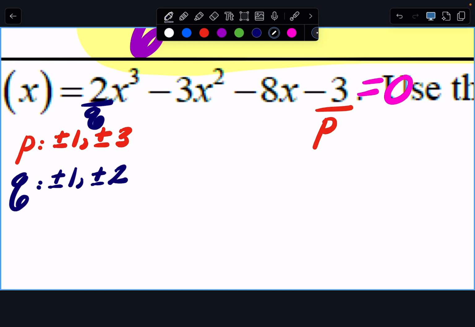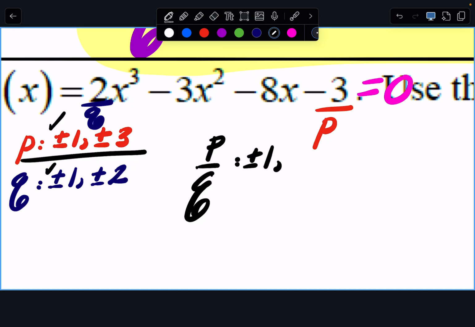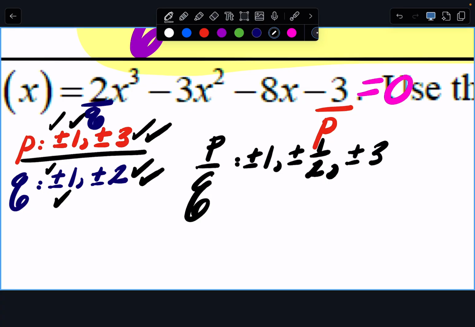Now what these mathematicians noticed is polynomials will always cross at whole numbers and fractions in this very small list of P divided by Q's. All the P's divided by Q's. So let's list out our possibilities. You've got to take every P and divide it by every Q. So 1 divided by 1 is 1. 1 divided by 2 is 1/2. Let's move on to 3. 3 divided by 1 is 3. 3 divided by 2 is 3/2.